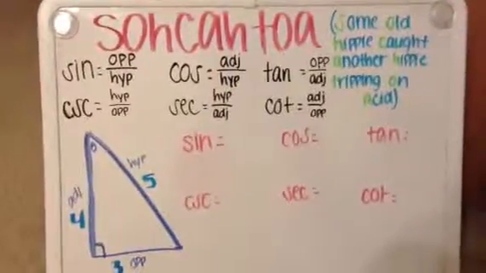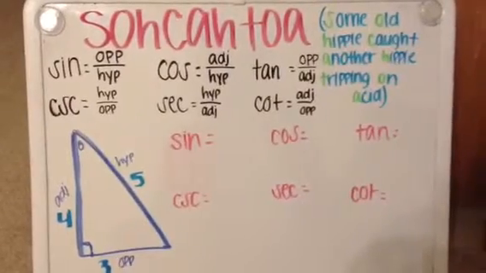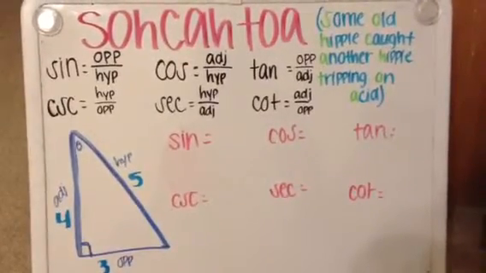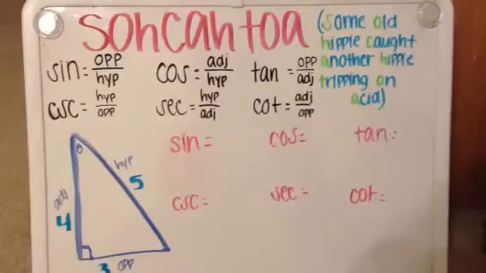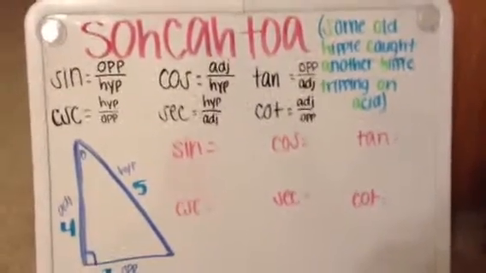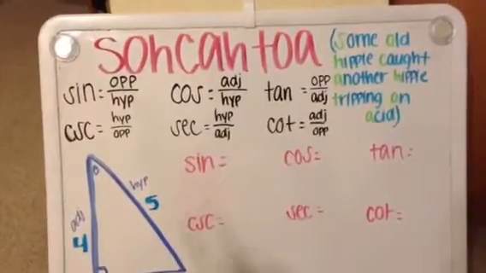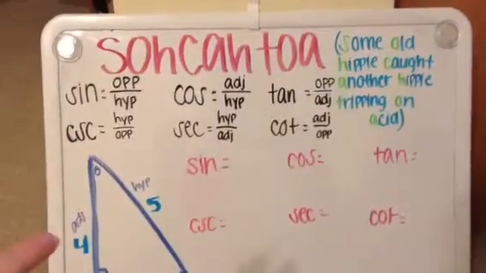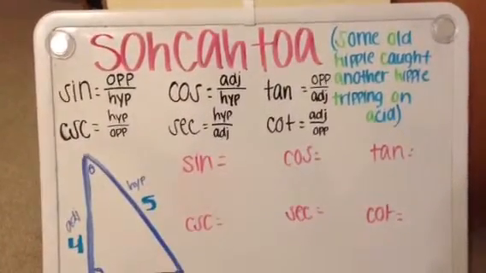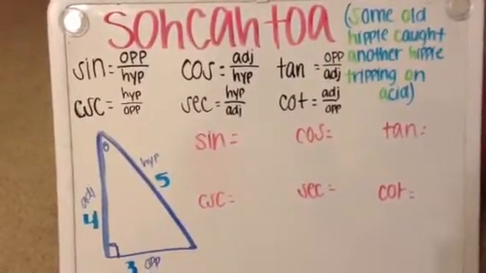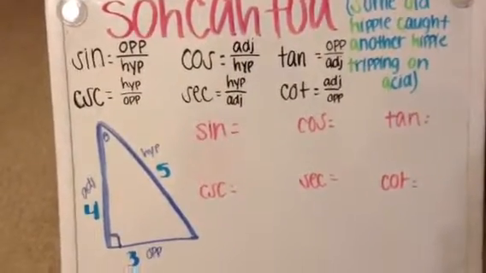So the easiest way for me to remember the trig functions is SOHCAHTOA, or some old hippie caught another hippie tripping on acid. It's like a thing to remember because it all starts with the letters. So it just means that sine is opposite over hypotenuse, cosine is adjacent over hypotenuse, and tangent is opposite over adjacent. And they all have different ones.